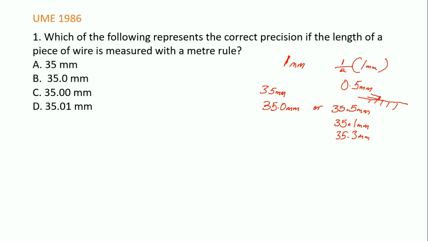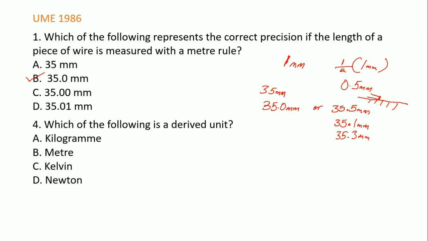You don't go lesser than this. Rather, you stick to 0.5 mm or 0.0 mm, that is, a whole millimeter or half of a millimeter. So in this case, our answer is going to be option B. You can't write 35 mm, because in that case you are not showing that you can estimate further, since you can only write either 0 or 5 in the decimal place beyond the least count. So that's for that.